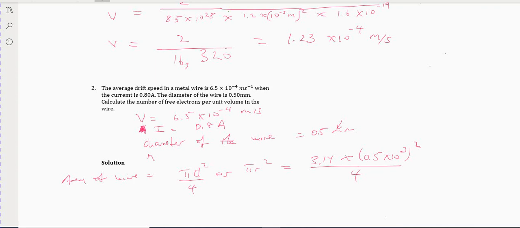If we go ahead and put that in our calculators, we should be getting some values here. So our area is given to us as 1.96 times 10 to the minus 7 meters squared, because we're dealing with area, correct?